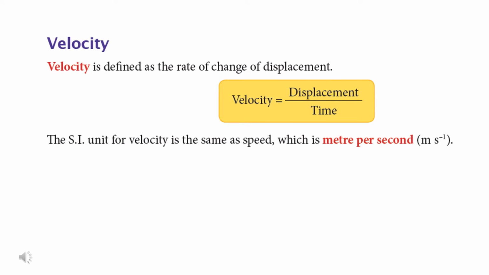What is velocity? Velocity is defined as the rate of change of displacement. Velocity can be calculated using the formula, velocity equals displacement divided by time. The unit is meter per second. Do you know what the differences between speed and velocity are?